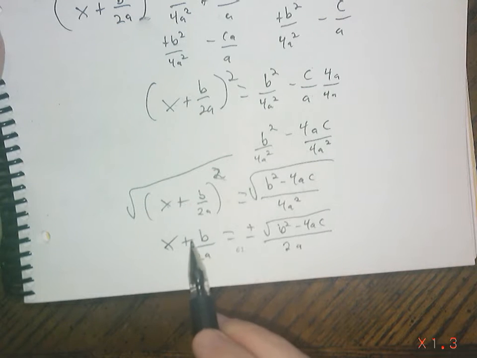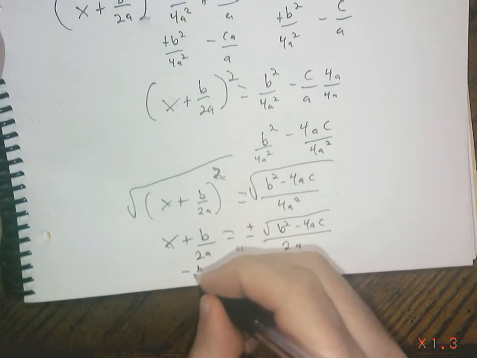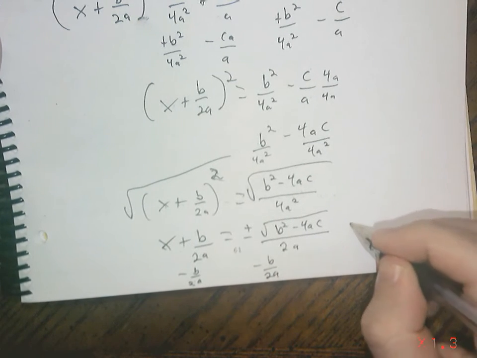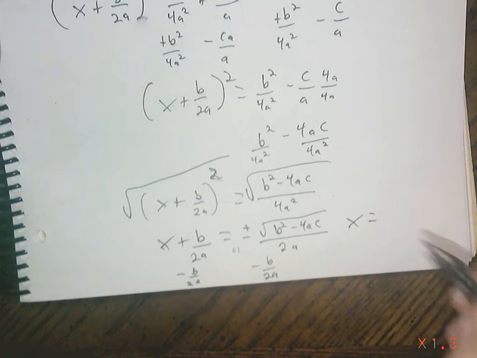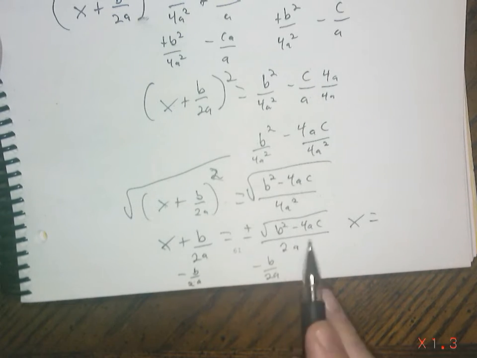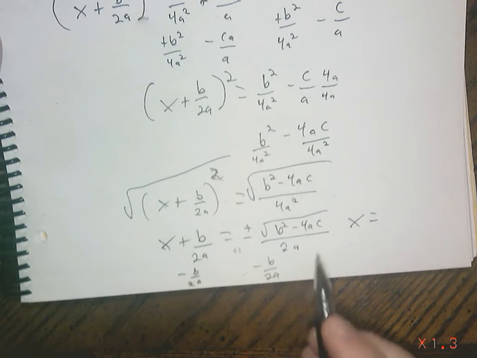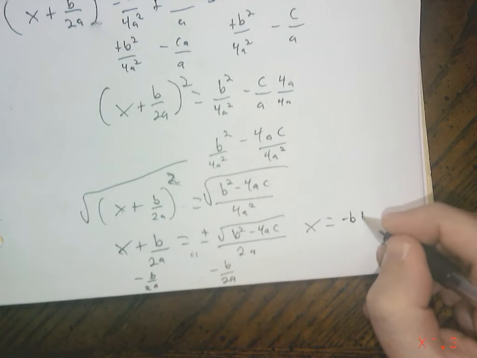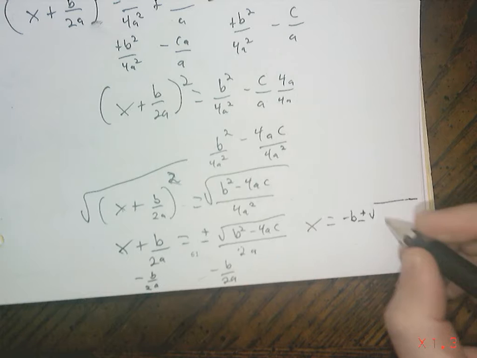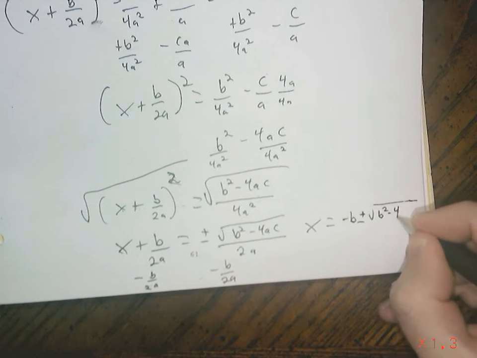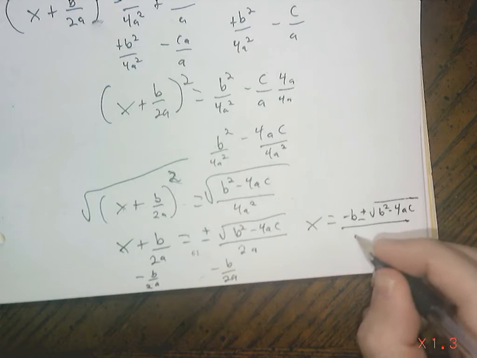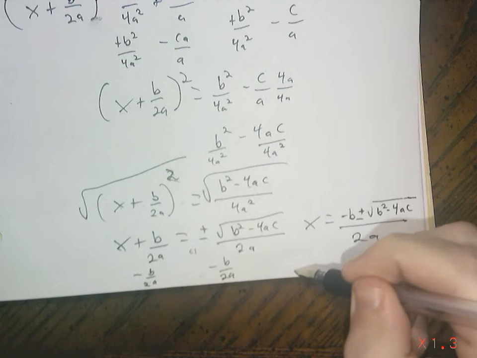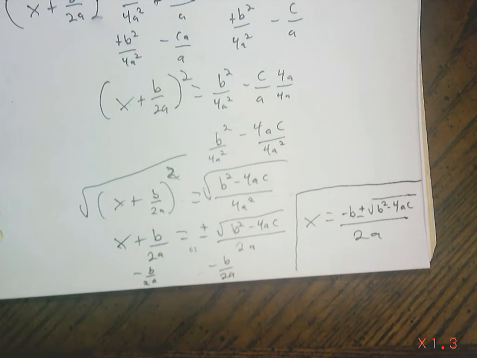So I can rewrite the bottom as just 2a. Now, to get the x by itself, I would subtract b over 2a from each side, right? Minus b over 2a. And when I rewrite that, I'd have x is equal to, do these have the same denominator? They do, right? So I can write everything over 2a. It would be negative b plus or minus the square root of b squared minus 4ac all over 2a. And that, my friends, is the quadratic formula.